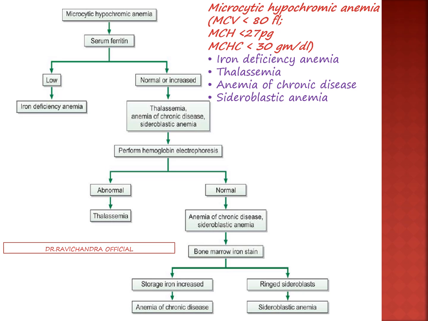If the hemoglobin electrophoresis is normal, it is because of anemia of chronic disease or sideroblastic anemia. If it is an abnormal hemoglobin electrophoresis report, then it is thalassemia. To differentiate anemia of chronic disease from sideroblastic anemia, you have to advise a bone marrow iron stain, that is the PERL stain. If the storage iron is increased, then it is anemia of chronic disease. If you observe ringed sideroblasts in the PERL stain in a bone marrow, then it is confirmed as sideroblastic anemia.